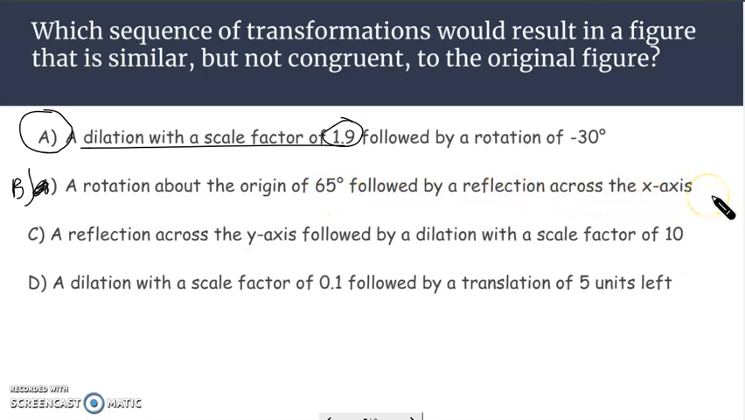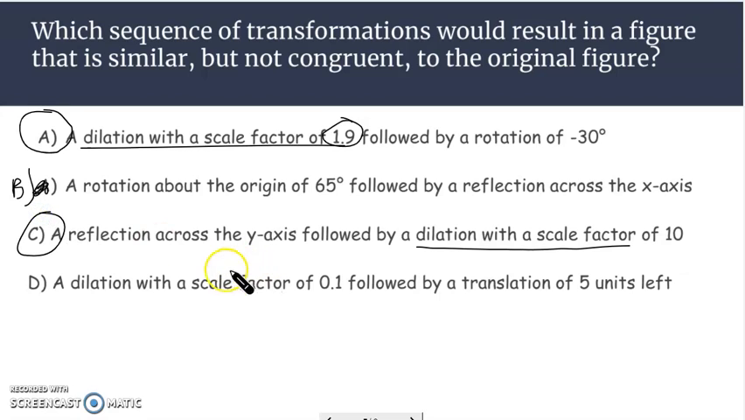For B, a rotation about the origin of 65 degrees followed by a reflection across the x-axis. Well, a rotation isn't going to change the size, nor is a reflection. So B is not going to work. Let's look at C. Reflection across the y-axis followed by a dilation with a scale factor of 10. The object becomes bigger. This would work. The two objects would be similar but not congruent.